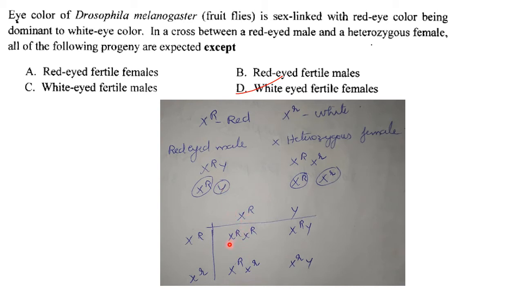So what they have asked: in a cross between red-eyed male and heterozygous female, all of the following progeny are expected except. So this is red-eyed female, that's true, you will get it. Then red-eyed fertile males, X R Y, that is also true. Then white-eyed fertile males, yes, X small r Y, that is also true. White-eyed fertile females: you will not get white-eyed females, it will be red-eyed. So answer is option D.